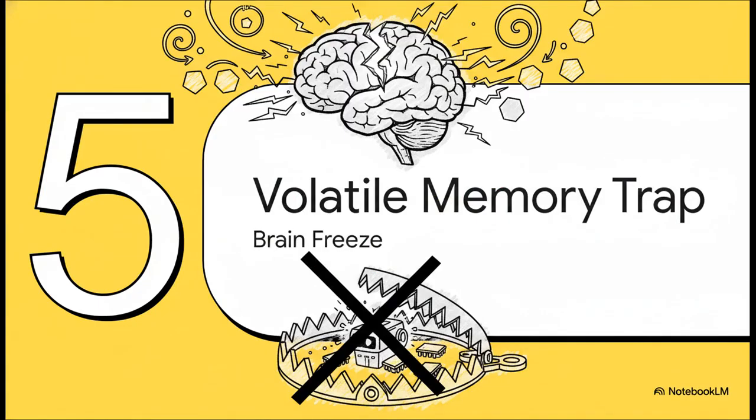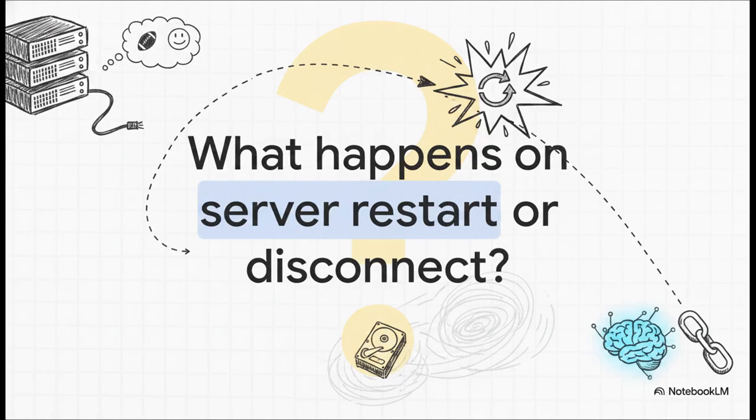Part 5. The volatile memory trap, brain freeze. So our system is highly intelligent now. It's context-aware. It's optimizing our API costs. We've built a beautiful, compressed brain for our bot. But it has a fatal flaw if we stop building right here.